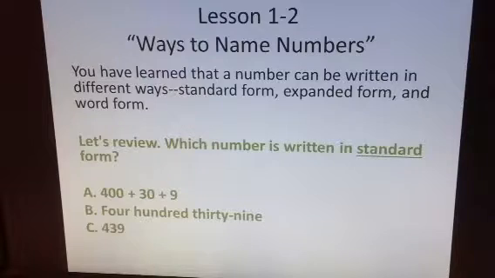Let's review. Which number is written in standard form? Pause the video if you need to figure this out. Letter C, 439, is written in standard form. Which number is written in expanded form? Letter A, where it says 400 plus 30 plus 90, is the expanded form of the number 439. Which number is written in word form? B is written in word form. It's spelled out in letters.